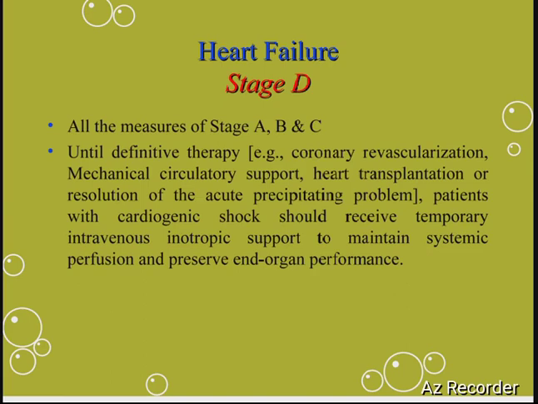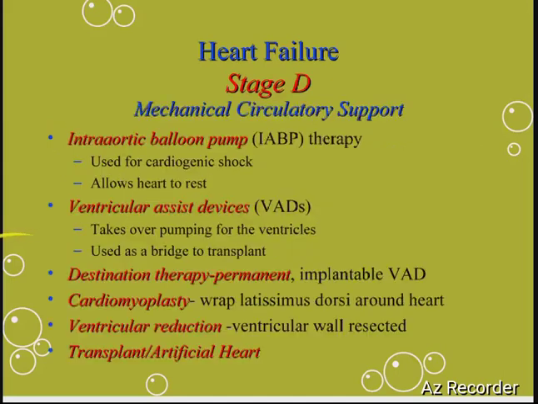All the measures of stage A, B, and C until definitive therapy: coronary revascularization, mechanical circulatory support, heart transplantation, or resolution of the acute precipitating problem. Patients with cardiogenic shock should receive temporary intravenous inotropic support to maintain systemic perfusion and preserve end organ performance. Mechanical circulatory support: intra-aortic balloon pump therapy is used for cardiogenic shock and allows the heart to rest. Ventricular assist devices take over pumping for the ventricles and are used as a bridge to transplant.